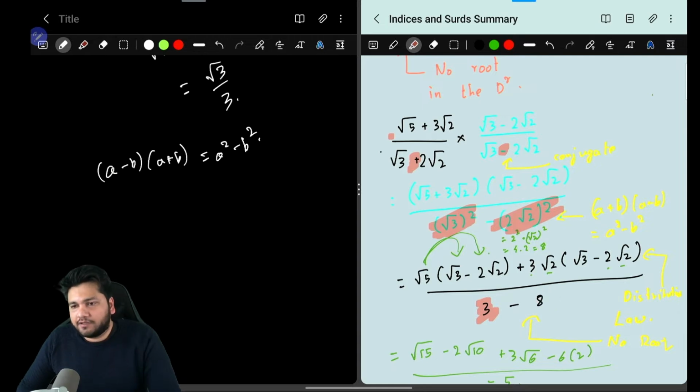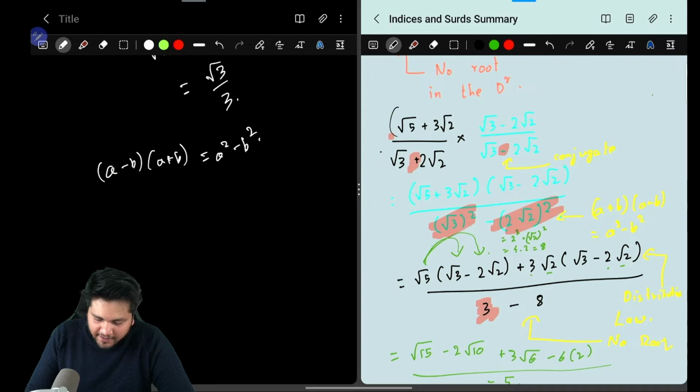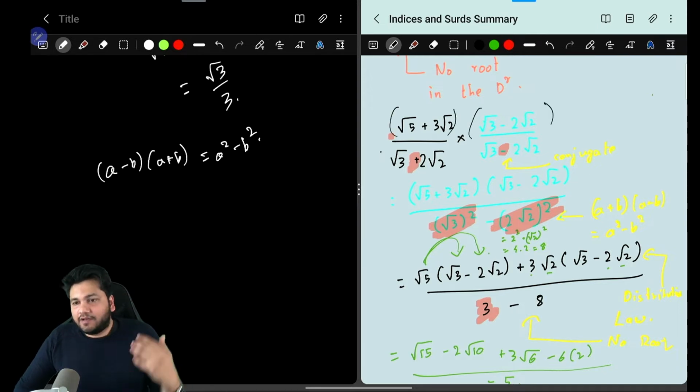But if you talk about the numerator, you will have to solve it. You are actually multiplying these two brackets like this here, as you can see, and then you'll have to use the distributive property just like in normal algebra.